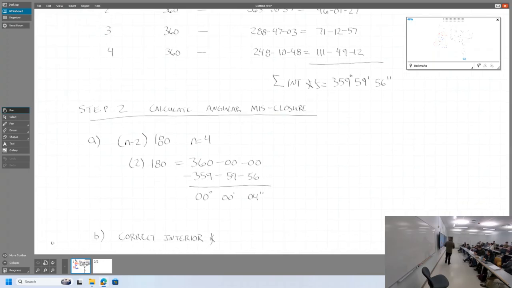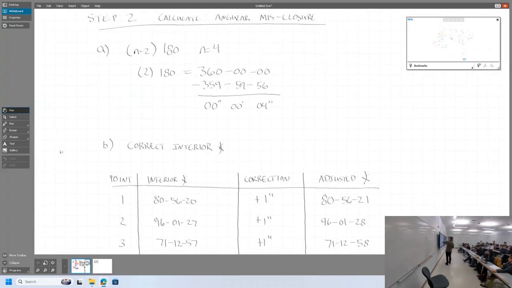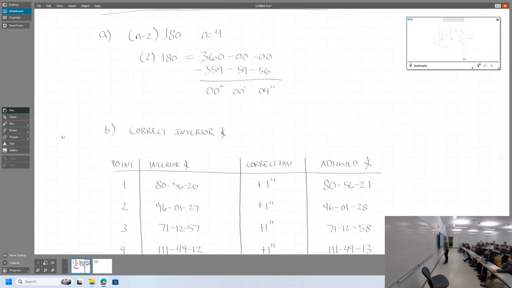All right, so again, this part right here, let me put a couple things down real quick. This part right here is actually our step 3: calculate misclosure, with step number 2. And then calculate the adjusted angles. Correct, this part right here was actually 3.